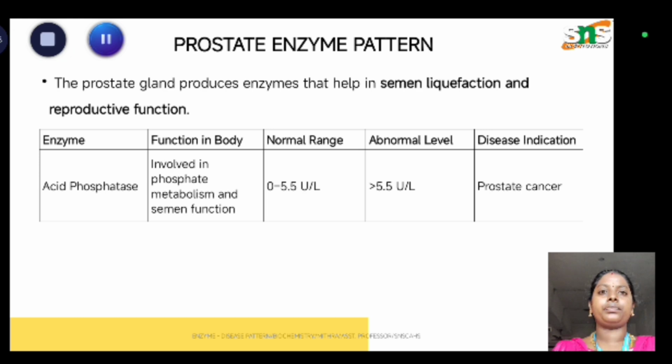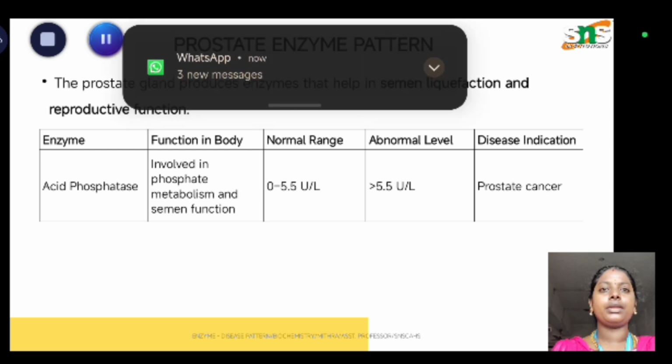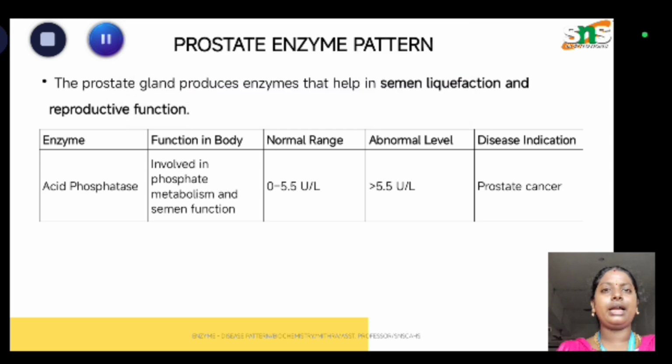And this is mainly all about the enzyme pattern in diseases, where we have seen the cardiac enzyme, which is for myocardial infarction, liver enzyme for liver detoxification and metabolism, bone for bone mineralization, pancreatic for carbohydrate and fat metabolism, and finally the prostate. So this is all about the enzyme pattern in diseases.